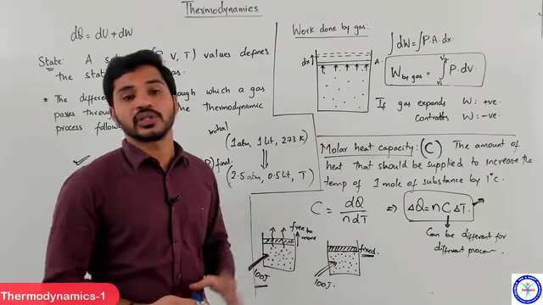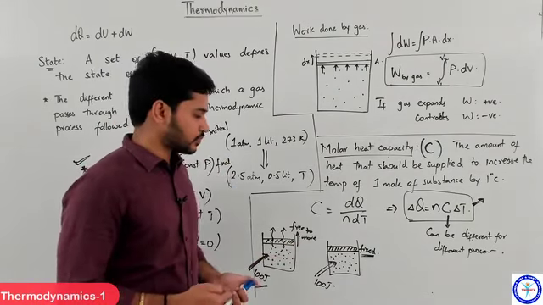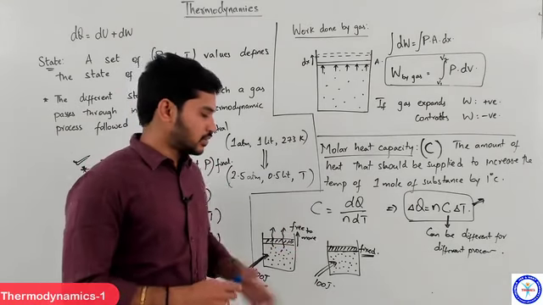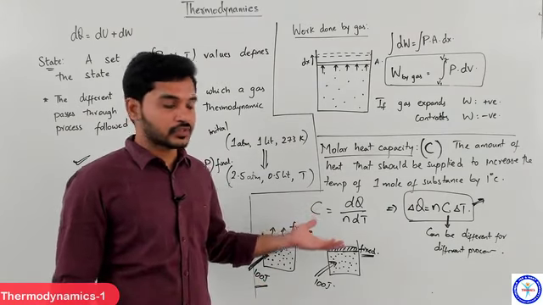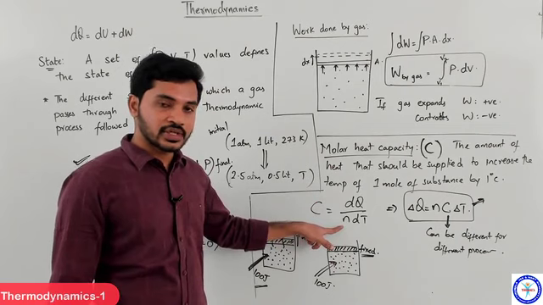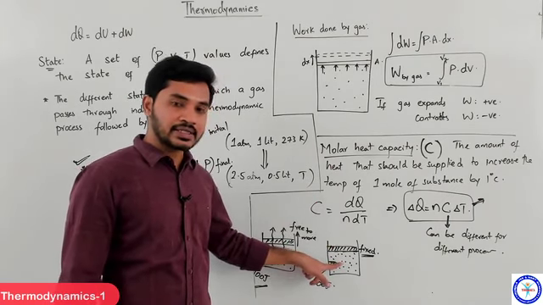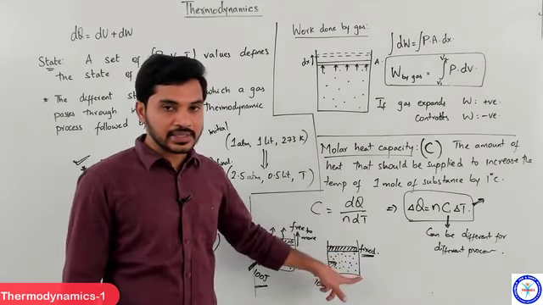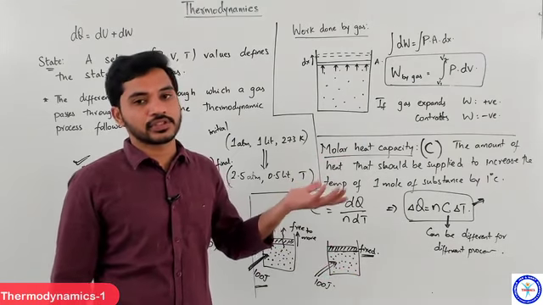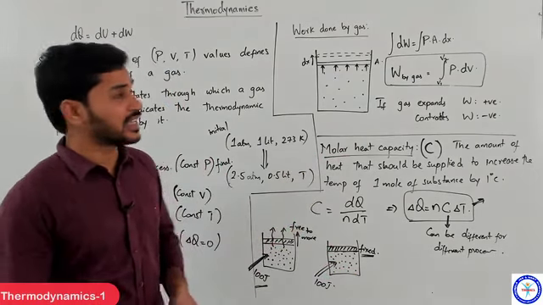Now what can it do with that 100 joules of energy? There is no other way for the gas, because it can't expand. Yes or no? It can't do any work on the surroundings. So whatever heat that you are giving to the gas will be completely utilized by the gas to increase its own temperature. There is no other way in which it can utilize the energy, right?